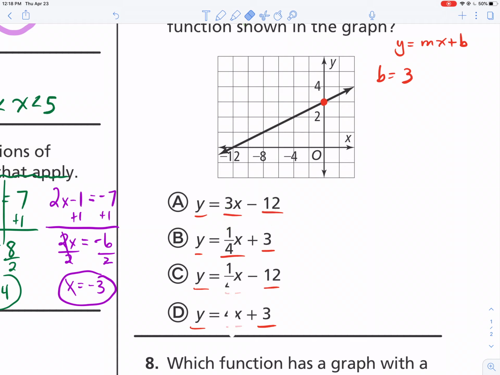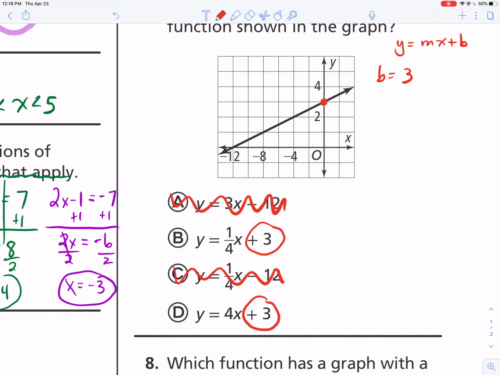So we want to find ones with positive 3. So our options with positive 3 are going to be B and D. That means we can get rid of C and we can get rid of A. If we look at B and D, we see, okay, what's the difference between the two? We have our slope, or our m, is 1/4 and 4.